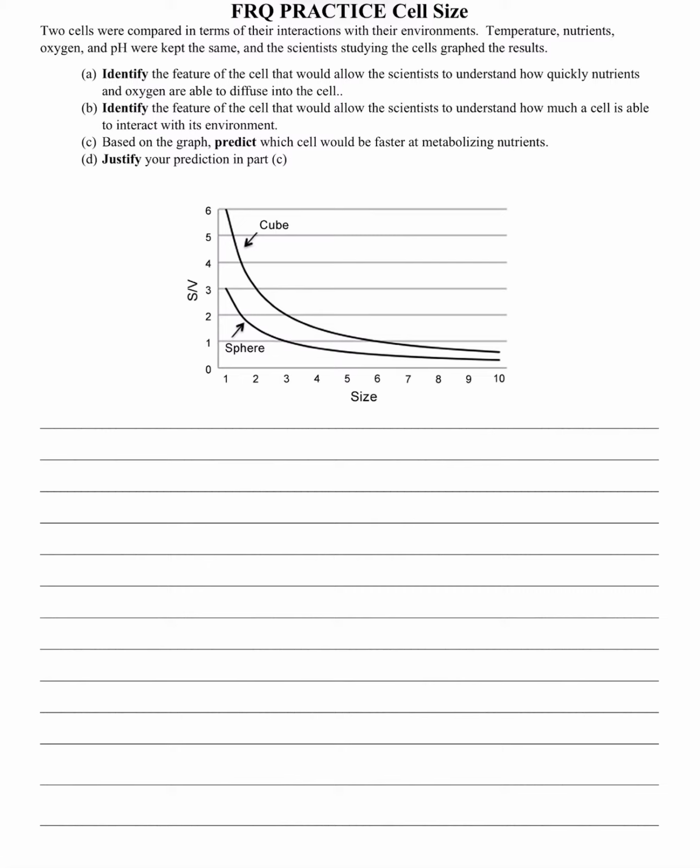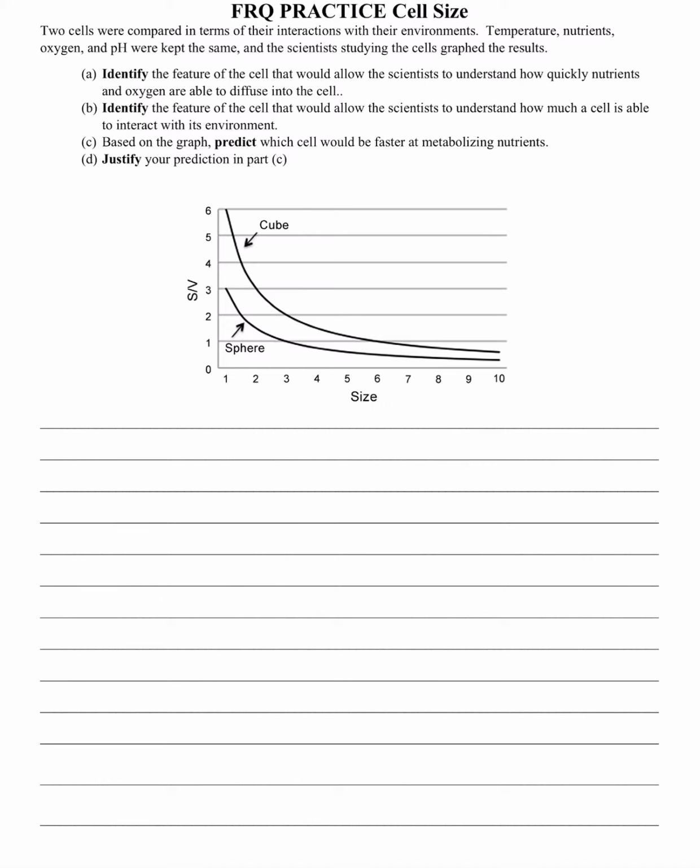The prompt says two cells were compared in terms of their interactions with their environments. Temperature, nutrients, oxygen, and pH were kept the same, and the scientists studying the cells graphed the results. They also included the graph below of the size and the surface area to volume ratio. A asks you to identify the feature of the cell that would allow the scientist to understand how quickly nutrients and oxygen are able to diffuse into the cell.